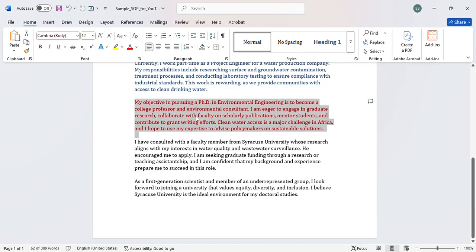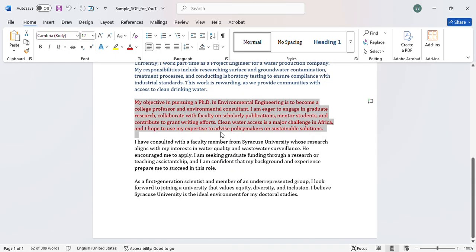in the program. Okay, and then look at my long-term goal. I said that clean water access is a major challenge in Africa, and I hope to use my expertise to advise policymakers on sustainable solutions. So after my PhD, my motivation here is to use the knowledge acquired to find sustainable solutions to address water quality issues in Africa. Okay, water quality issues in Africa.